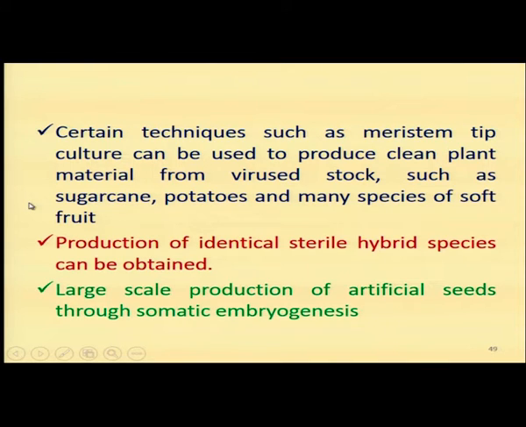Production of identical sterile hybrid species can be obtained. Large-scale production of artificial seeds through somatic embryogenesis is also possible. As I mentioned earlier, somatic embryogenesis is where you create a somatic embryo which will germinate like your normal zygotic embryo and give rise to a plantlet. So we can create artificial seeds by inducing somatic embryogenesis.